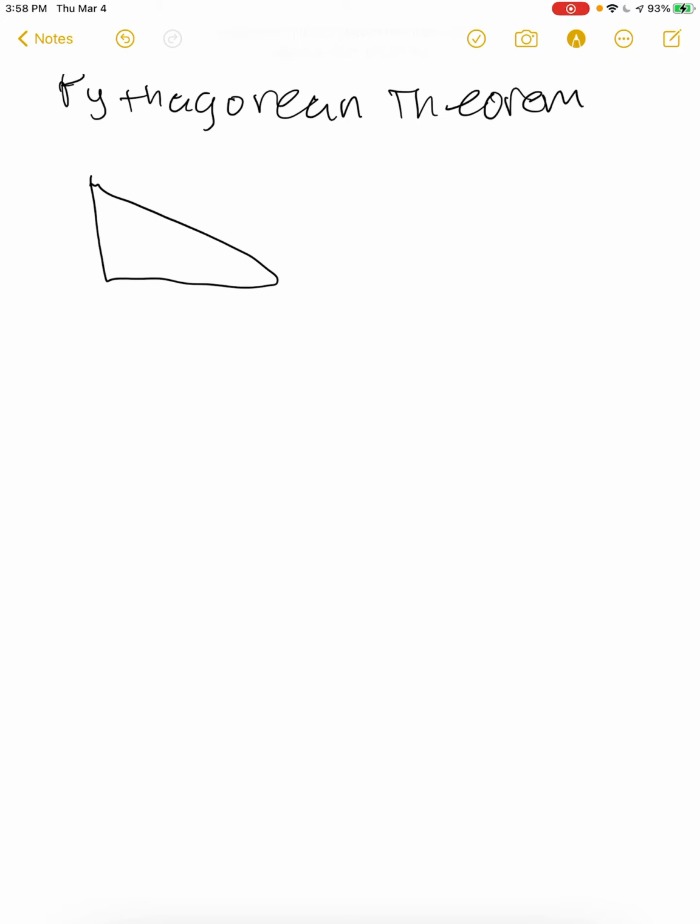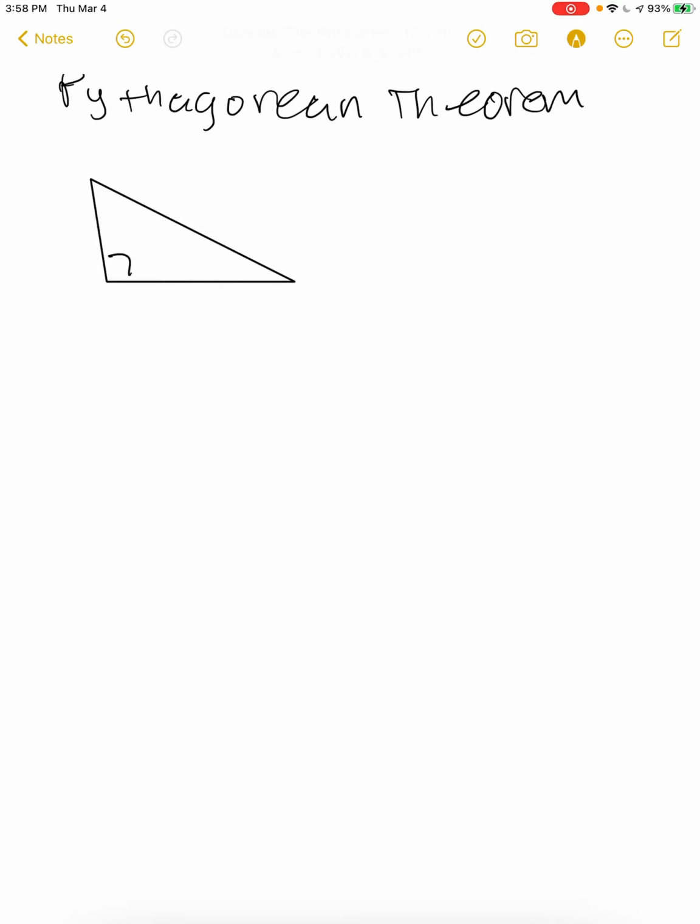Okay, today we're going to be looking at the Pythagorean Theorem. Now, when we use the Pythagorean Theorem, we're only focusing on right triangles. That's the only time that we can use it.